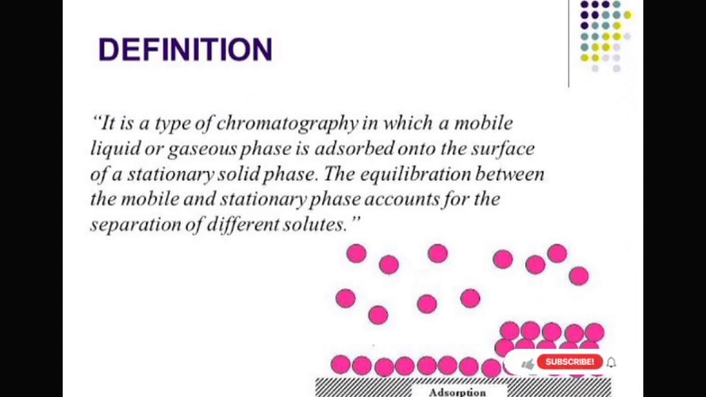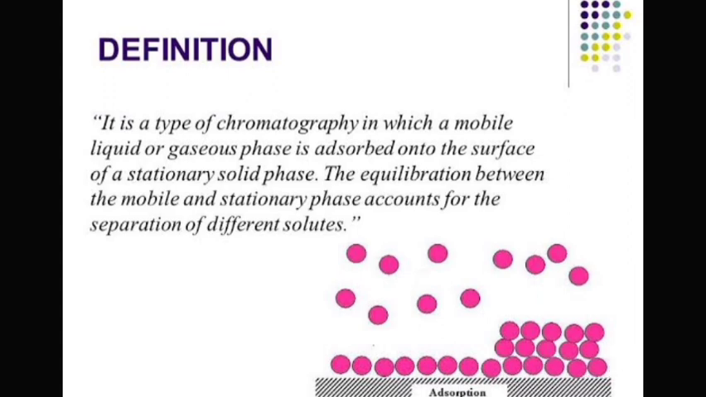So, what is partition chromatography? Partition chromatography is a type of chromatography in which the components of the mixture get distributed into two phases due to differences in partition coefficient, that is Kd, which is the ratio of the concentration of solute in the two phases. What is Kd? Kd is the concentration of solute in phase A divided by the concentration of solute in phase B.